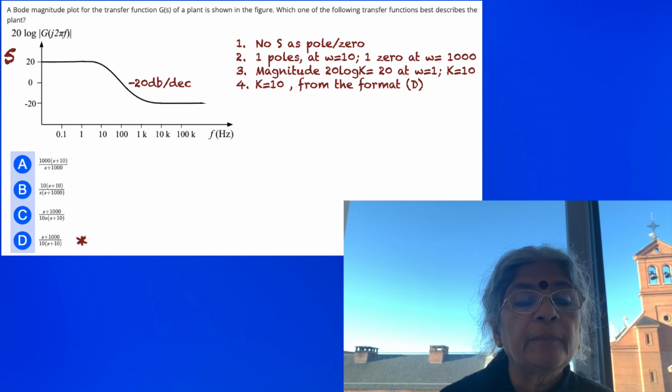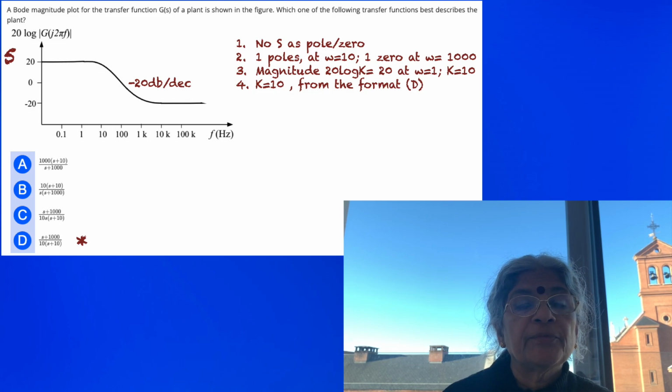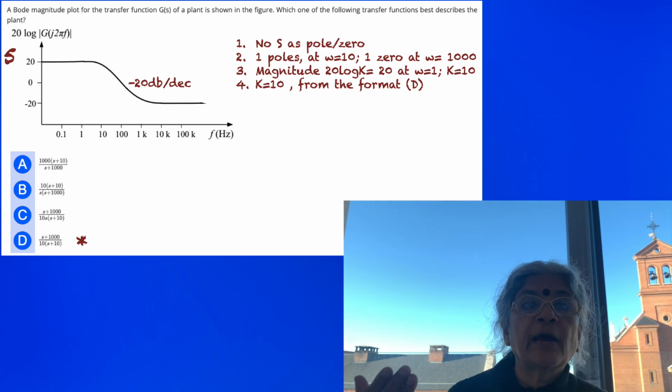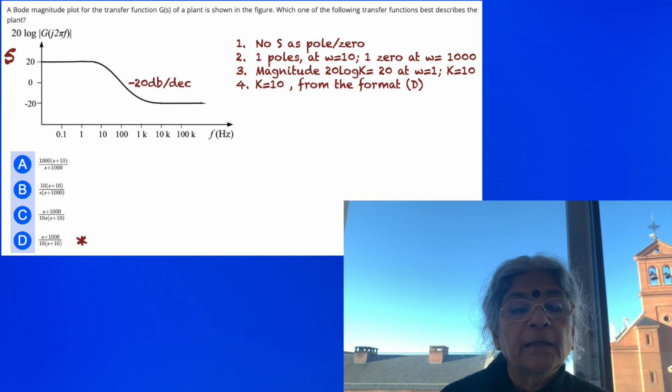Again, let's treat the problem. A Bode magnitude plot for the transfer function G(s) of a plant is shown in the figure. Which one of the following transfer functions best describes the plant? Okay, so now let's start picking. There is no plunging in the beginning, it is steady, so you have neither s in the numerator nor in the denominator, or in other words, you don't have a pole or zero at s equal to 0. Why? Because there is no slope at the beginning. Only at 10 are you going to have a descent.